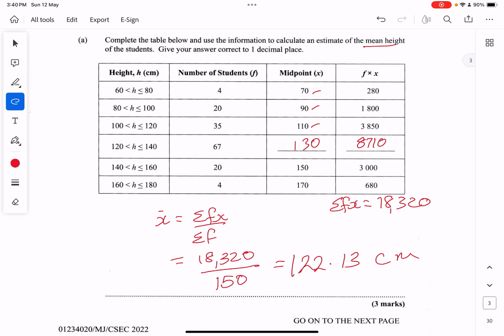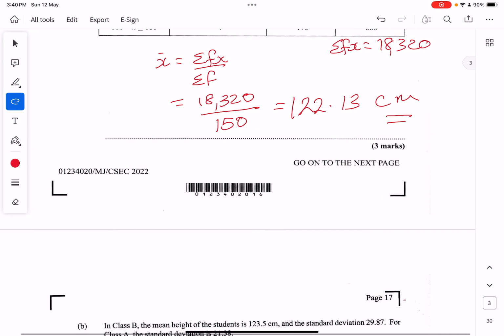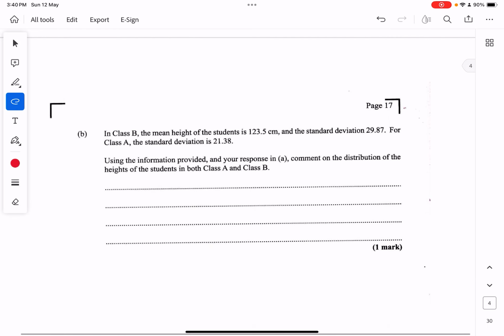Alright, remember they're asking for the mean height, so you need to make sure that you put your units as well, okay? Alright, B. In class B, the mean height of the students is 123.5 cm, so we're given the mean height, and the standard deviation 29.87. For class A, the standard deviation is 21.38.